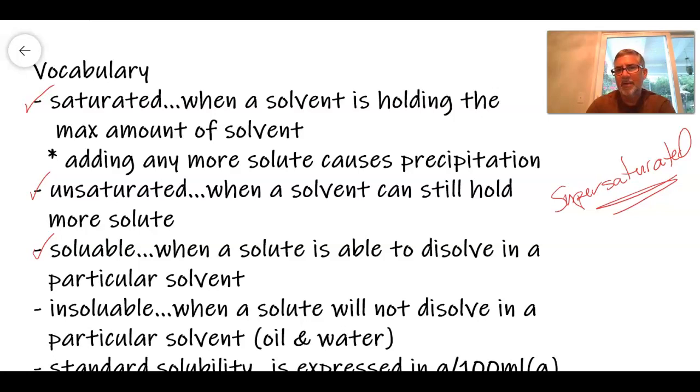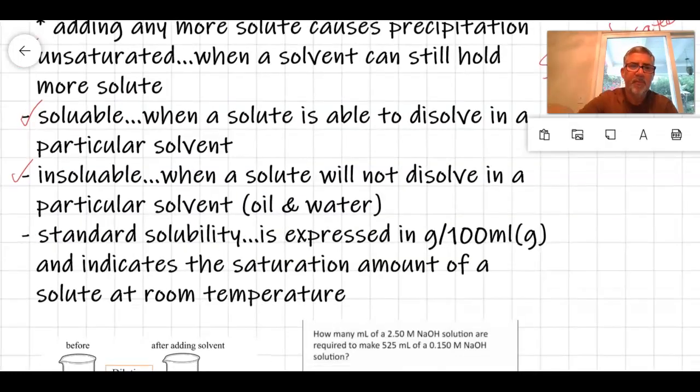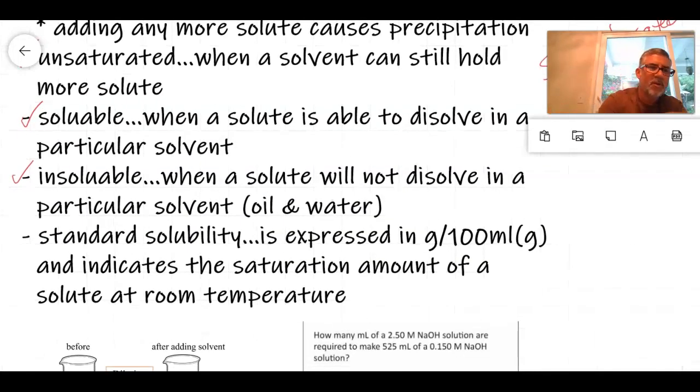Soluble means I have a solute that's able to dissolve in a solvent. So ionic solids dissolve in water because water is polar, right? And then insoluble would mean a solute would not dissolve. So non-polar solutes do not dissolve in polar solvents. An example of that would be oil will not dissolve in water. So they're insoluble.